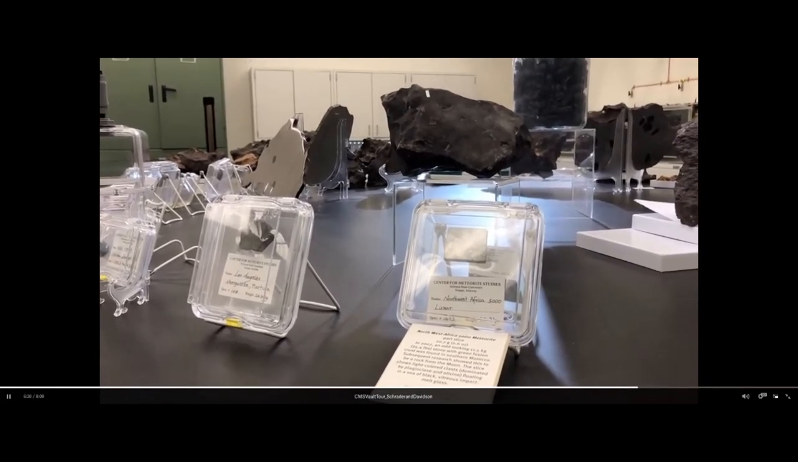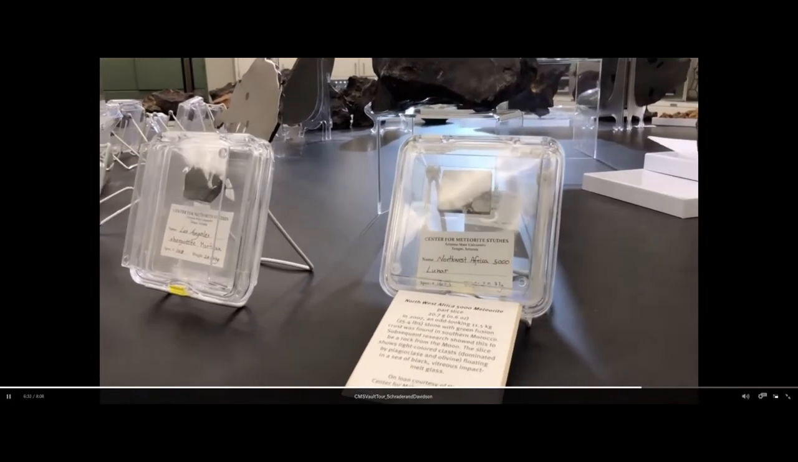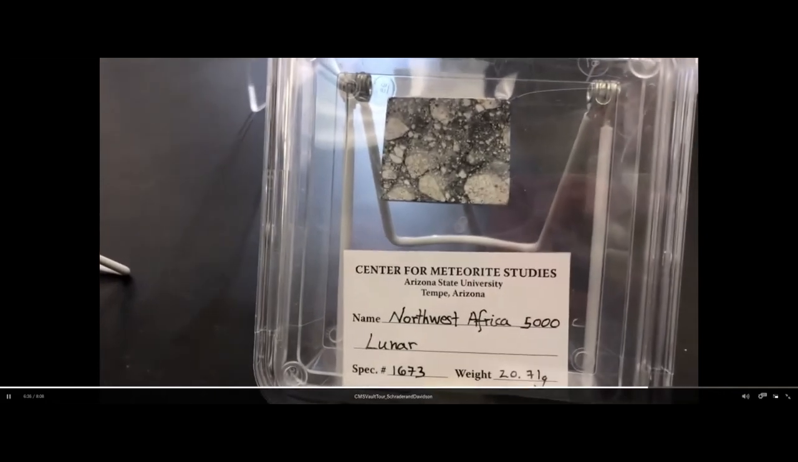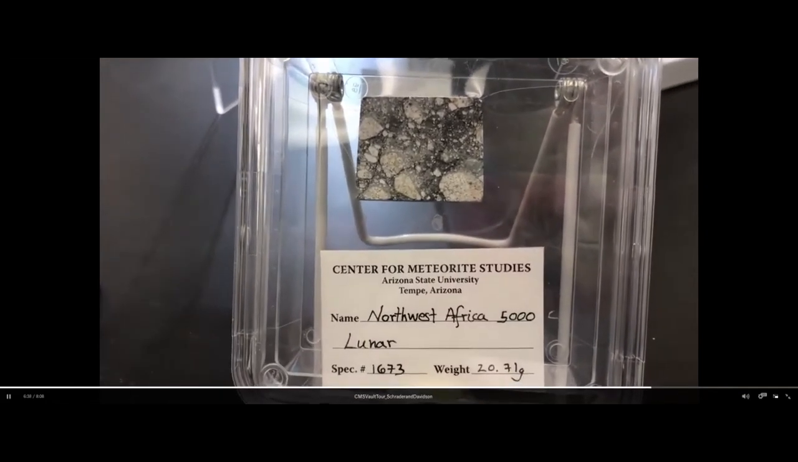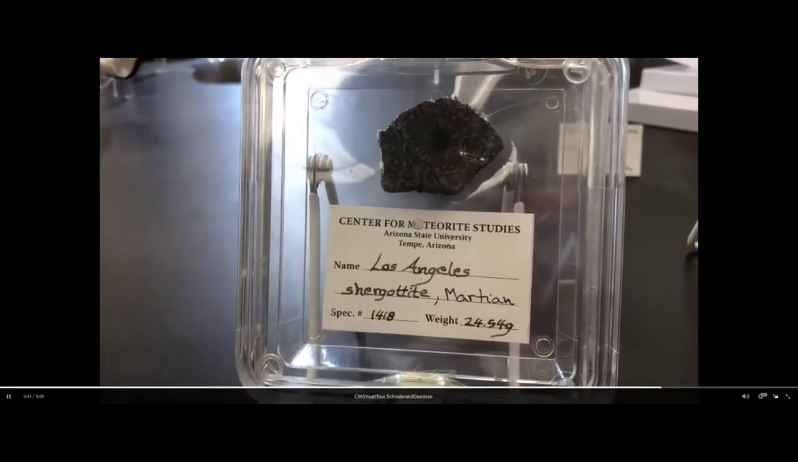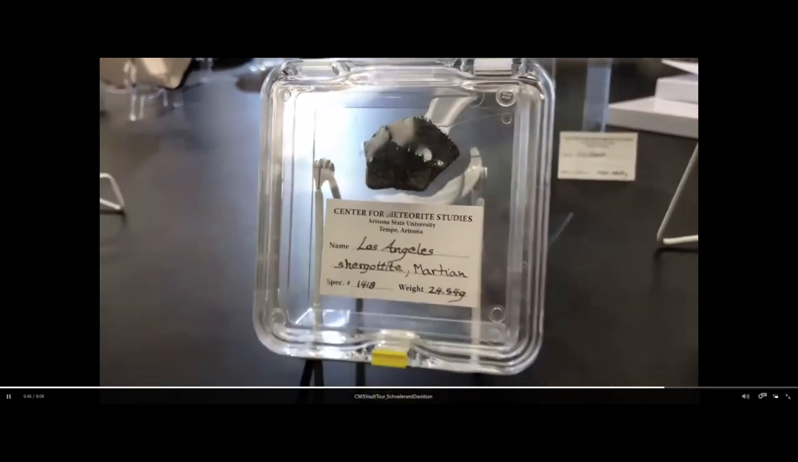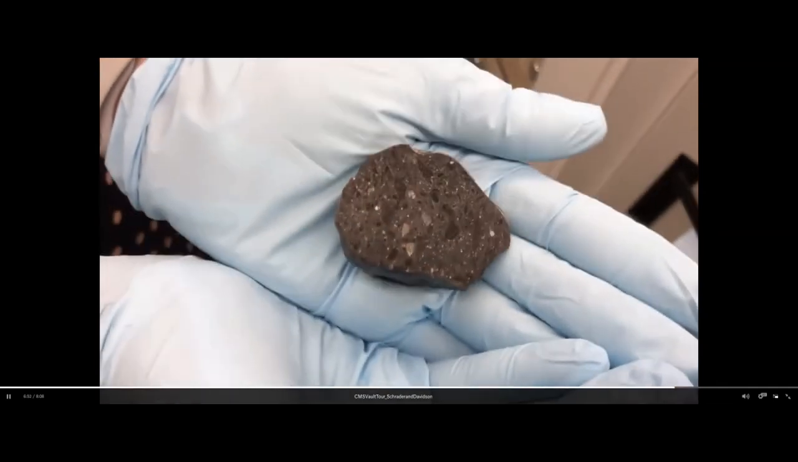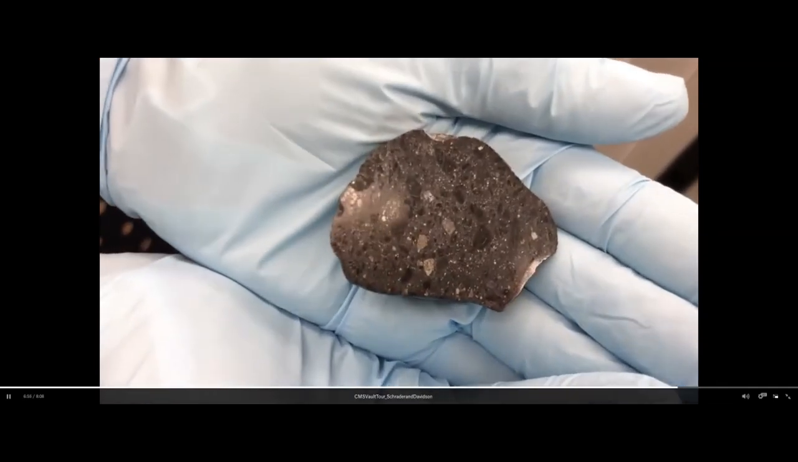And in addition to meteorites from asteroids, we also have a large collection of samples from the moon, such as this lunar meteorite here. This is Northwest Africa 5000. And we also have pieces of Mars. So this is a famous Martian meteorite called Los Angeles. And then here in my hand, I have a Martian meteorite. This is Northwest Africa 7034.